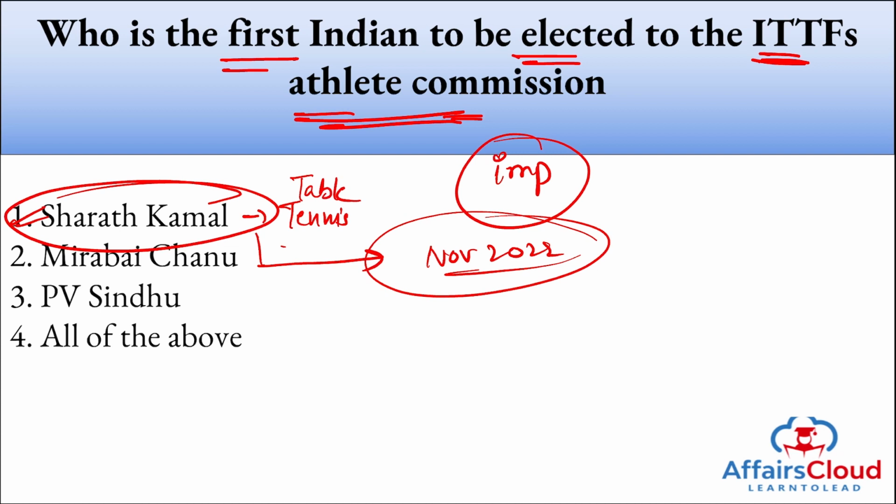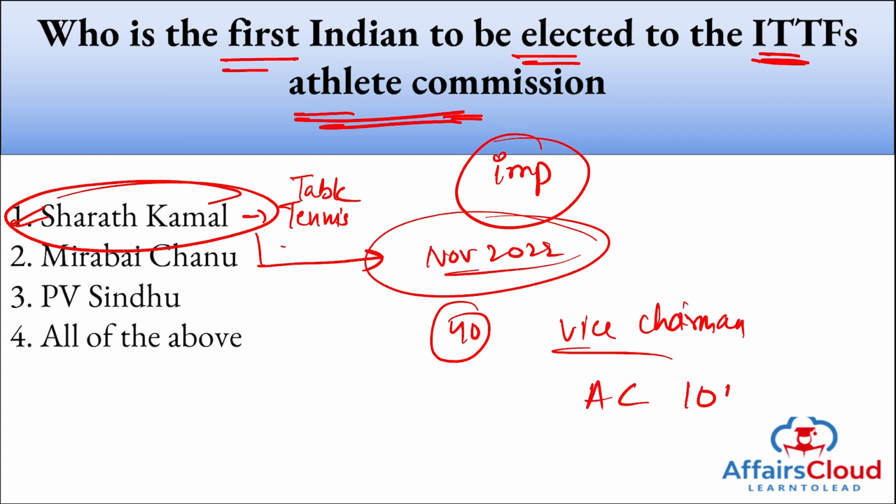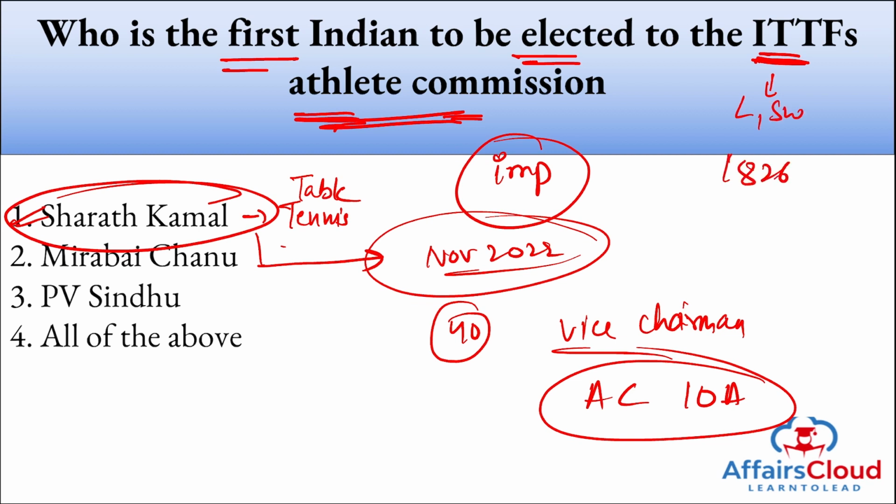As of now, Sharat Kamal, who is 40 years of age, is the vice chairperson of the Athletes Commission of the Indian Olympic Association. Currently he holds this post, but now he will be elected to the ITTF's Athletes Commission. Highly important. Then if we talk about ITTF, can you tell me where is the headquarters of this ITTF? It is in Lausanne, Switzerland, and it was established in the year 1926.